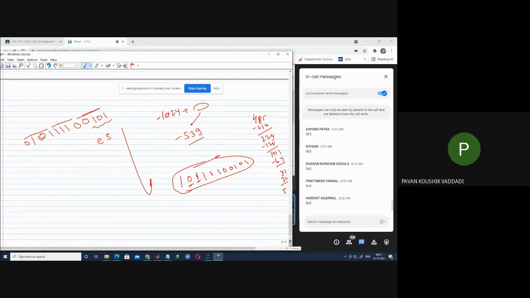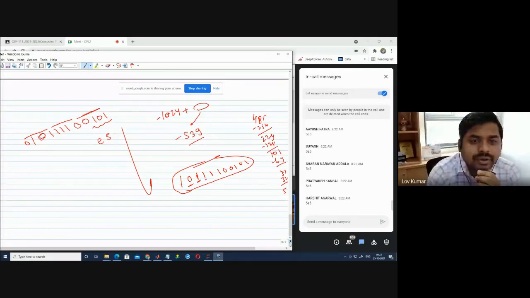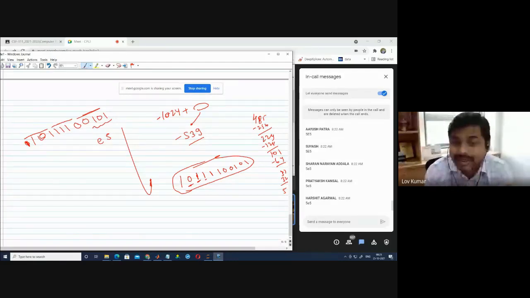Sir, shouldn't we write 1 in the beginning? Should we write 0? We cannot write 0, we can write 1, because this is a negative number. We have to write 1 because this is a negative number, and that we have already discussed. If we add 1 before the negative number, the number will not change.